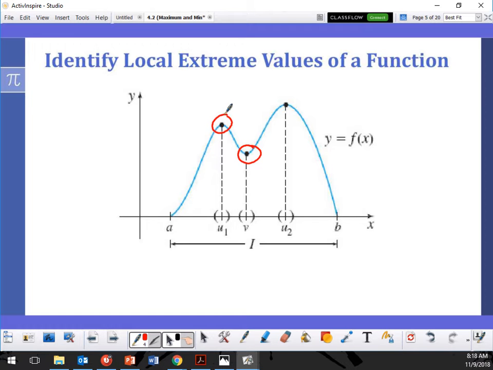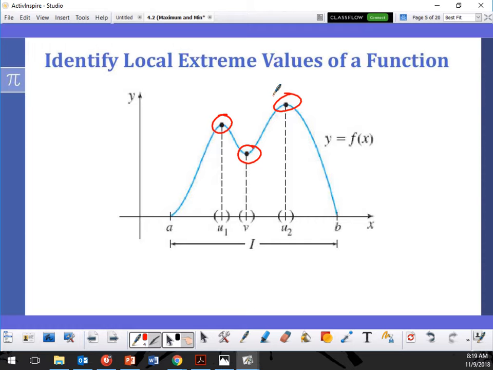So this could be a local, this could be a local. So these are the points in which I find that the derivative is going to be equal to 0. Okay? So for these, I'm going to have a couple of locals here, depending on what portion I'm talking about.